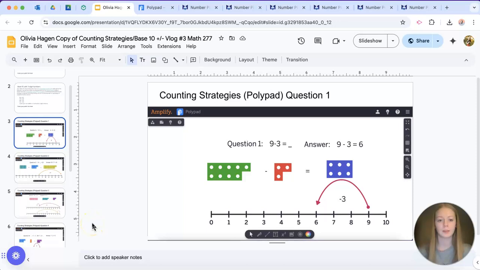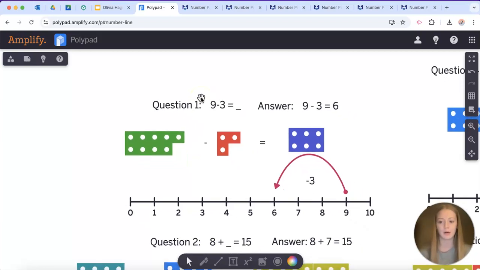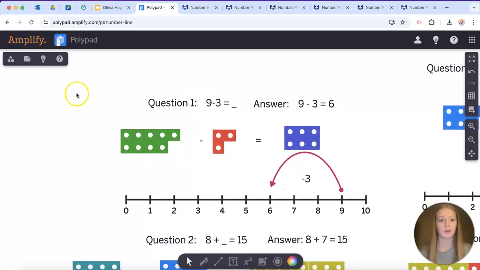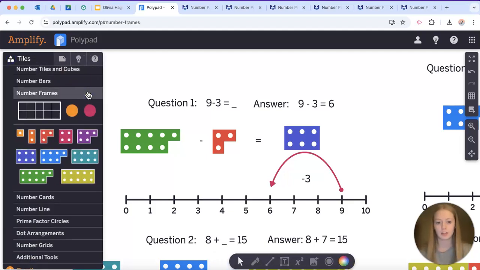Okay, so I'm going to go over my counting strategies. I used Polypad as my virtual manipulative for this. I included one question per slide so it wasn't so overwhelming, but I'm actually going to go into the Polypad website right now and show you what I have. I used the number frames to help visualize all these questions a lot better.